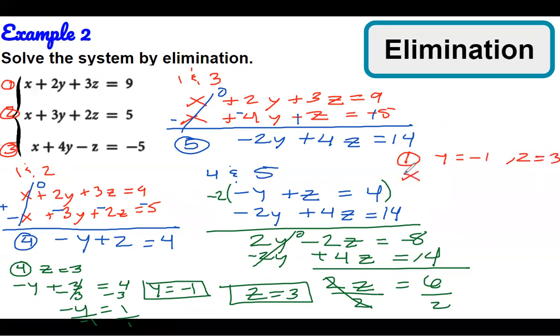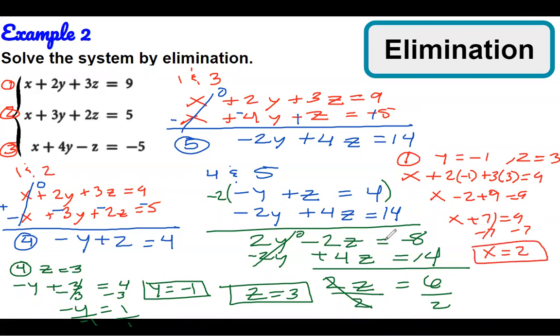Okay, number 1, so we have x plus 2y. So we have 2 times negative 1 plus 3 times 3 equals 9. X minus 2 plus 9 equals 9. X plus 7 equals 9. Subtract 7, and I'm left with x equals positive 2. So what does our coordinate look like? 2, negative 1, and 3.